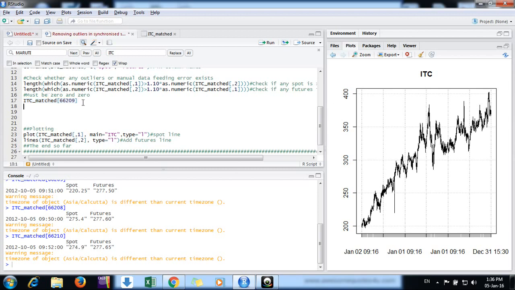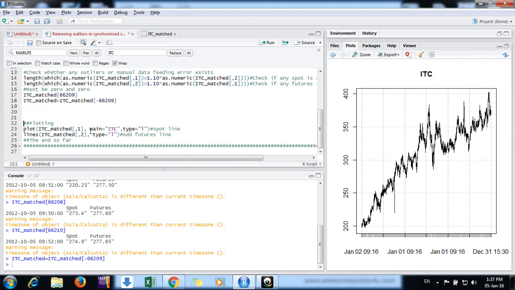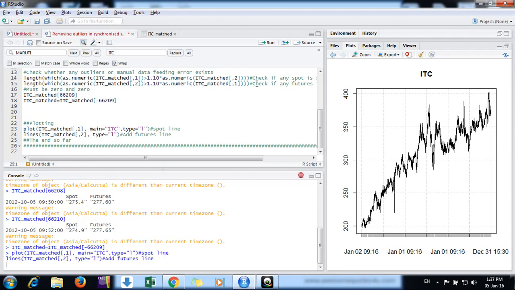I will write the command: ITC matched is equal to ITC matched minus this row. I just want to remove this row, or observation, and now it has been removed. Now when we plot the graph again, this spike must be removed.